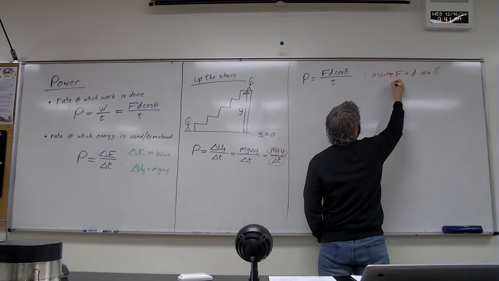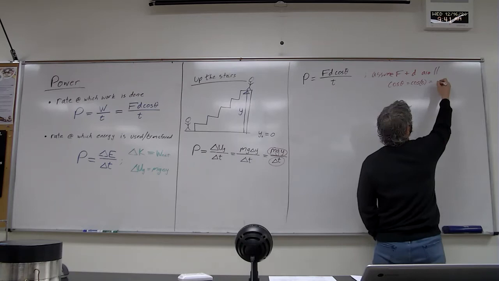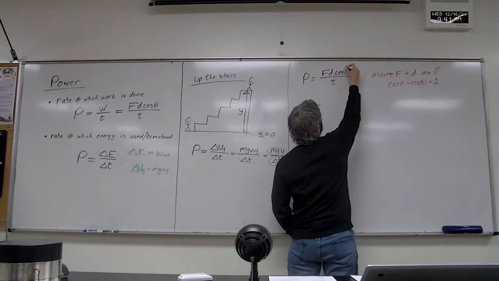If F and D are parallel, cosine of theta is what? Same direction, angle zero. What's cosine of zero? If you don't know that, just put it in your calculator. So let's just make that assumption just for the sake of argument. So that's going to be one. It doesn't have to be, but I just want to emphasize something.